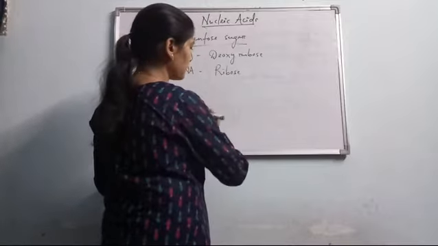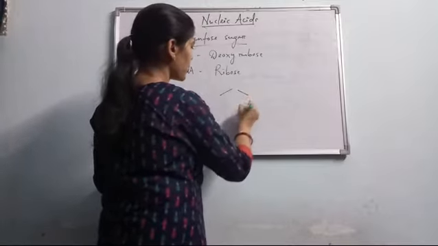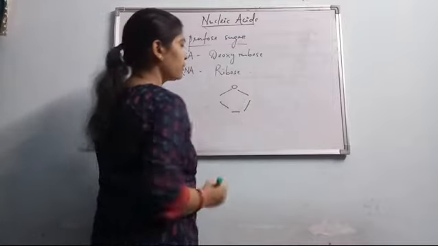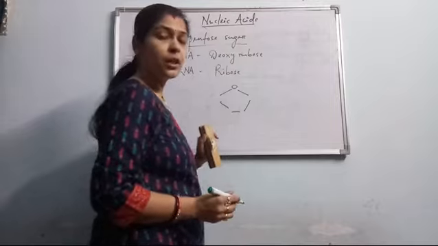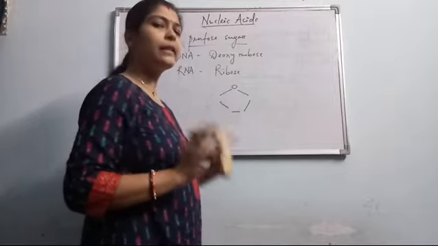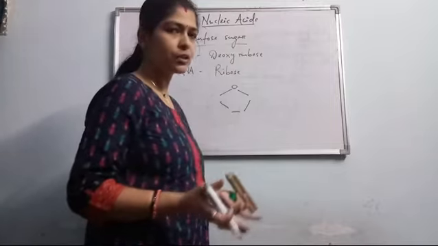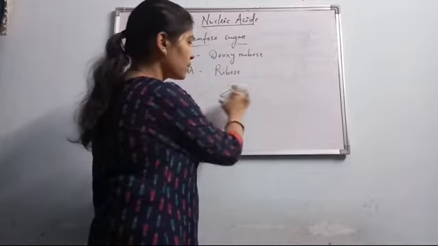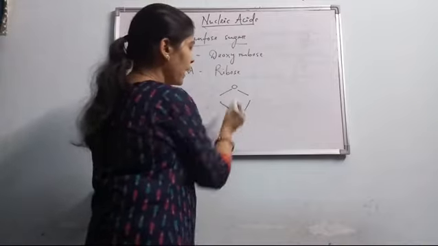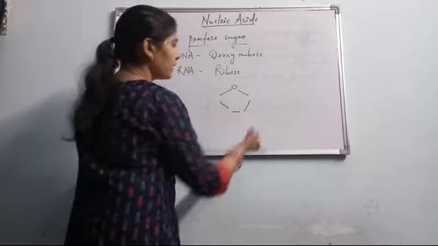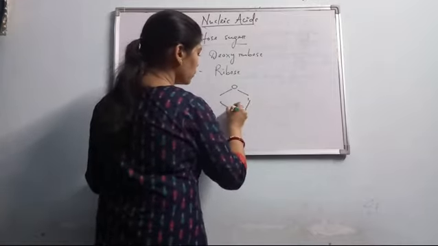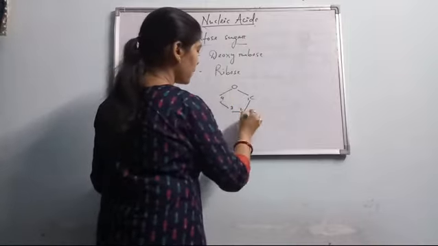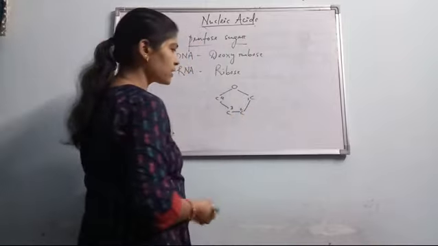This is the structure of a pentose sugar. It has oxygen. This is the ring structure. And if you are clear about the monosaccharides' straight chain structures and ring structures, then this structure will be clear to you. This is a pentose having 5 carbons, and this is the oxygen, and this is number 1, 2, 3, 4 and 5 will join. See, these carbons are present in these positions.